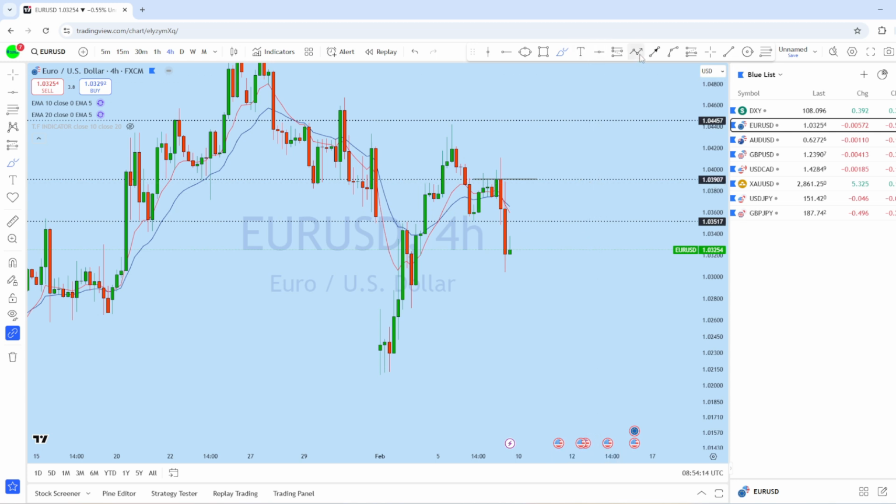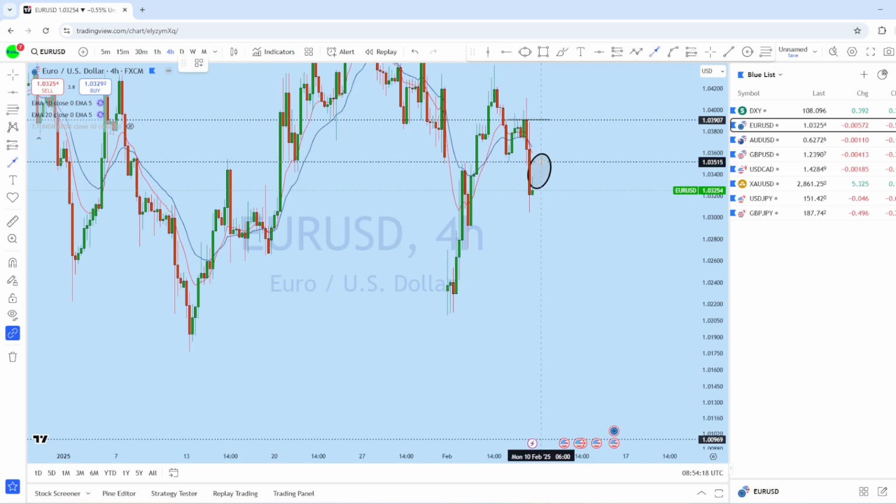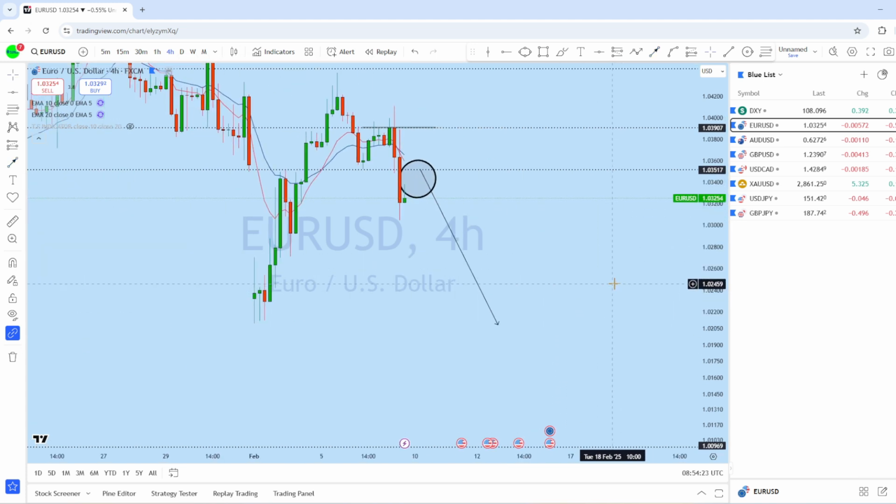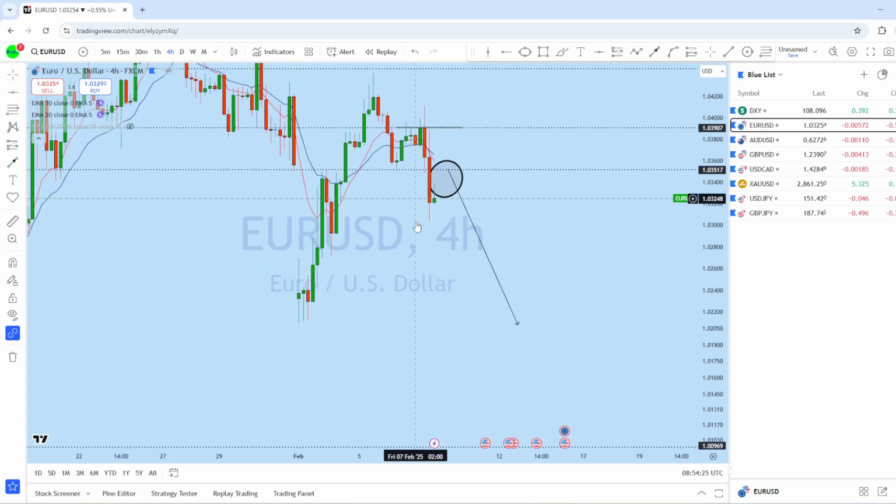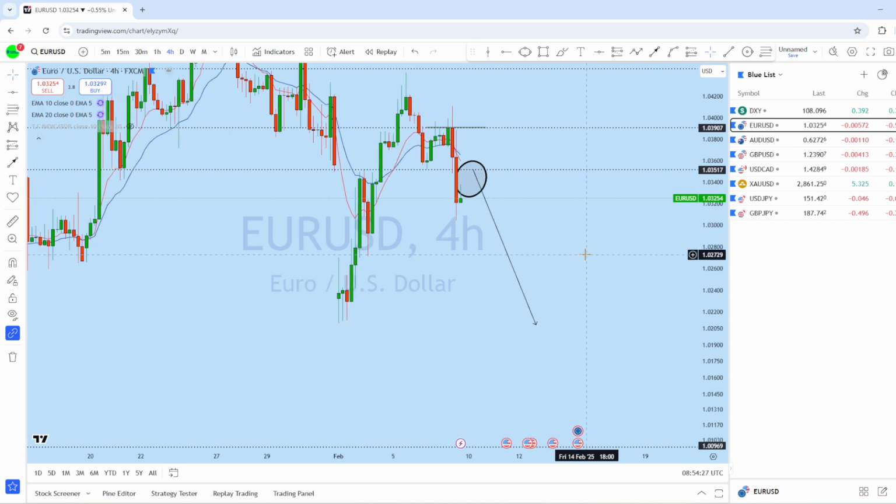With the market open, I think EUR/USD may continue to drop from that level, and therefore this is where we will be looking for a potential selling opportunity in this market. As soon as we find a suitable entry, we will be looking for a selling opportunity on EUR/USD.